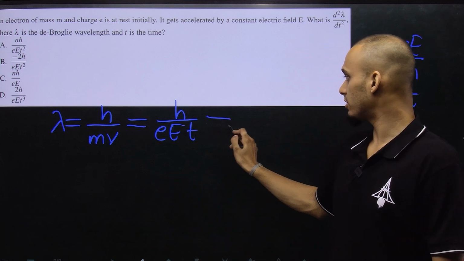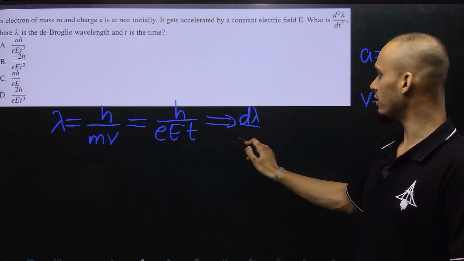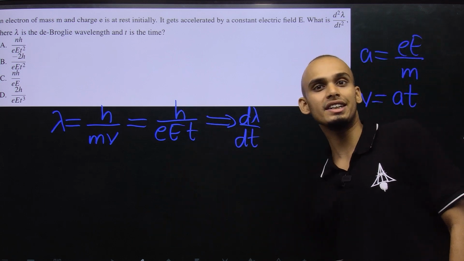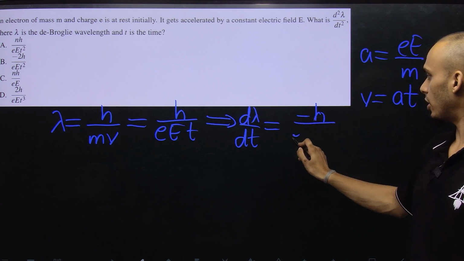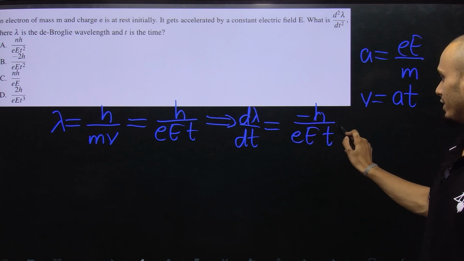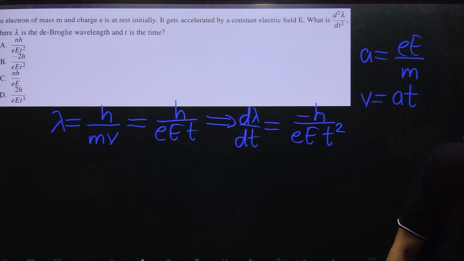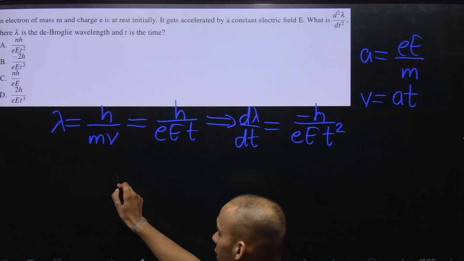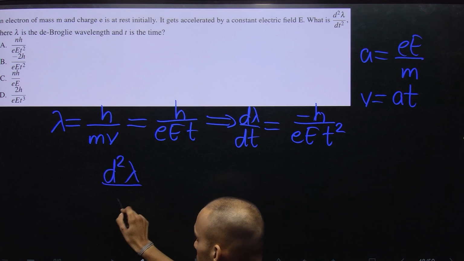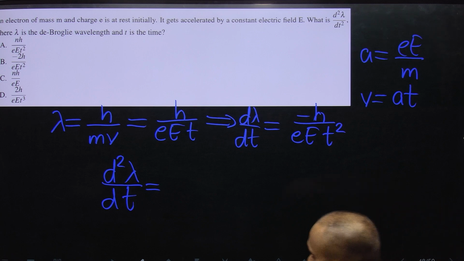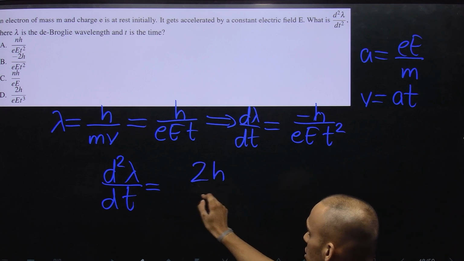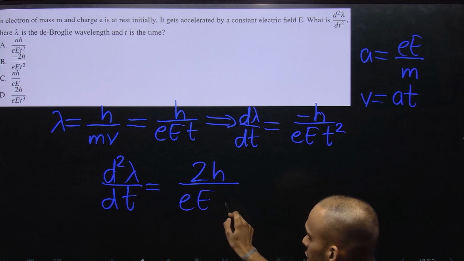We can differentiate this with respect to time, d lambda by dt. 1 upon t is differentiated simply as minus of 1 upon t square. So minus h upon electric charge, electric field into t square will be the rate of change of wavelength. Similarly, if we differentiate it again, we will get the second derivative of lambda de Broglie. 1 upon t square just gives minus of 2 upon t cube. So it will be twice of h upon electric charge, electric field into t cube.